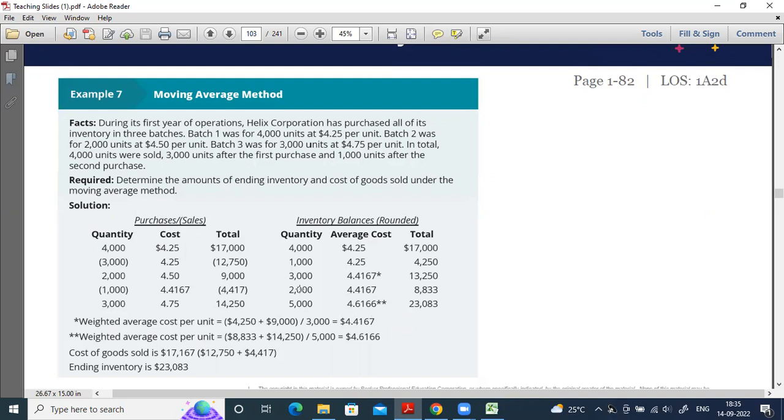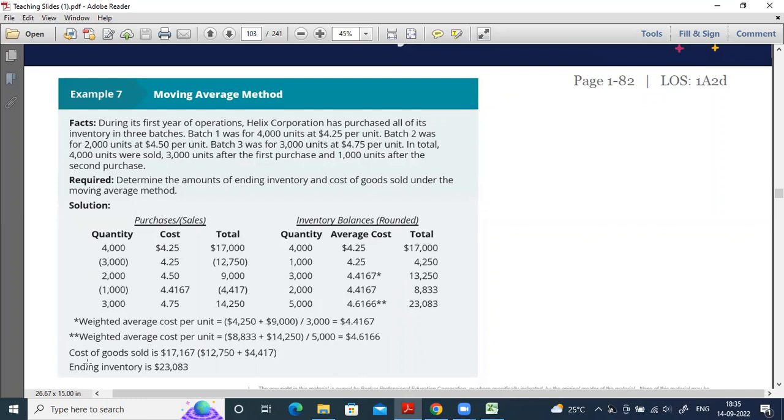So here 2000 plus 3000 it will be 5000. Then again same, 8,833 plus 14,250 is 23,083. So 23,083 divided by 5,000 is 4.6166. That will be your average cost per unit.